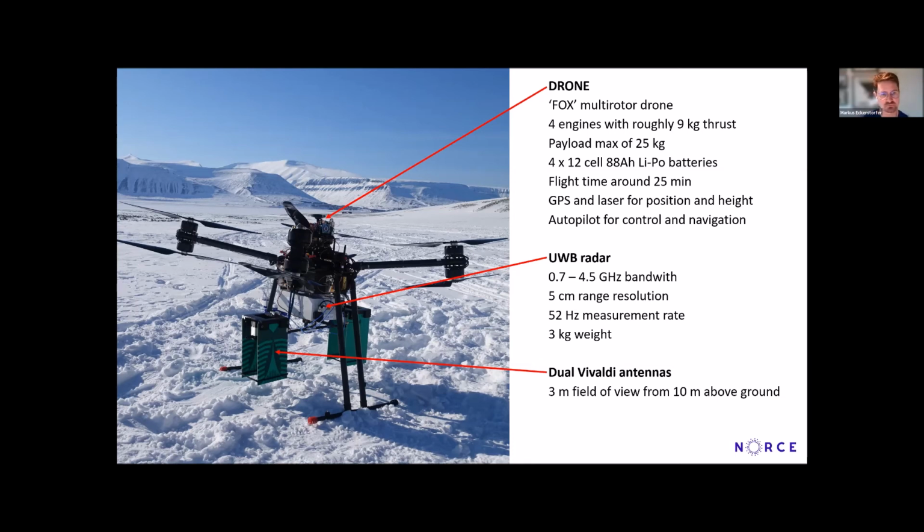And then underneath those 2 green things, those are the antennas, with one sending out the radar wave and the other one receiving. Those are dual Vivaldi antennas, and they have a 3-meter field of view when you fly 10 meters above the ground. So that's kind of your footprint that you have.